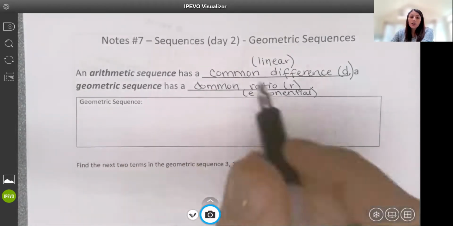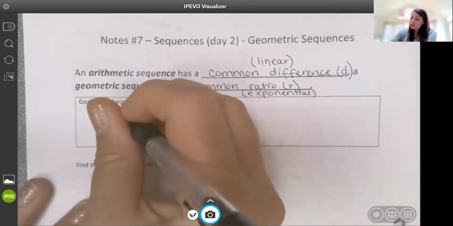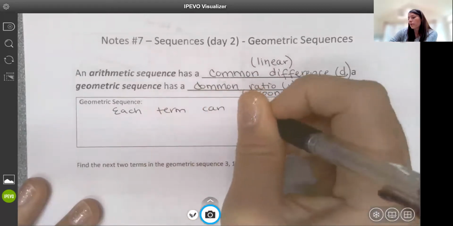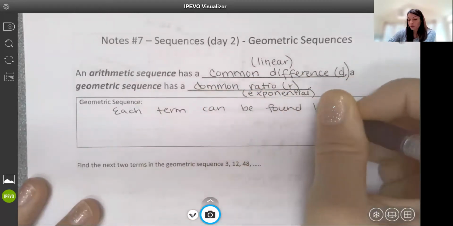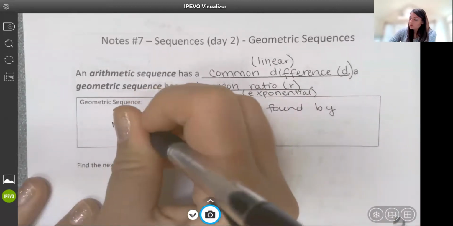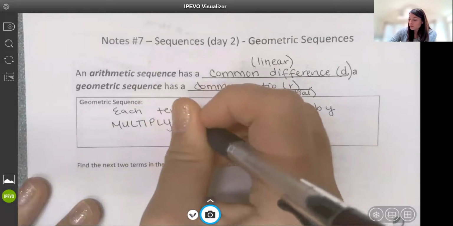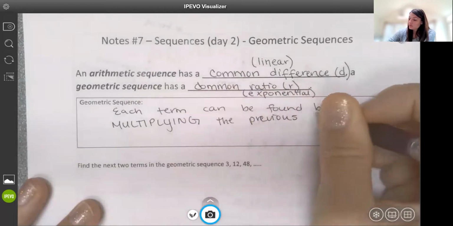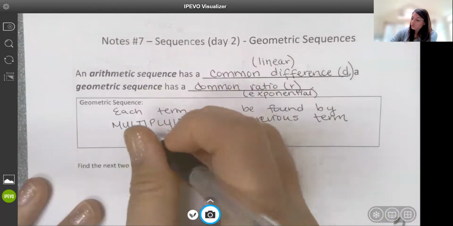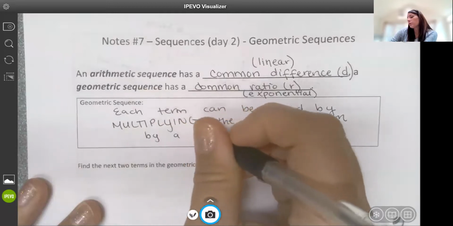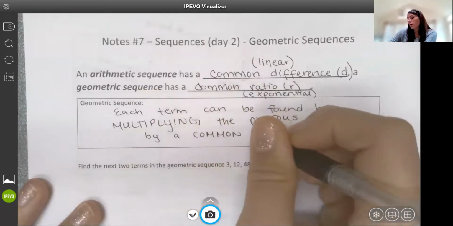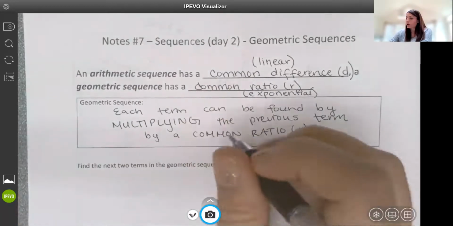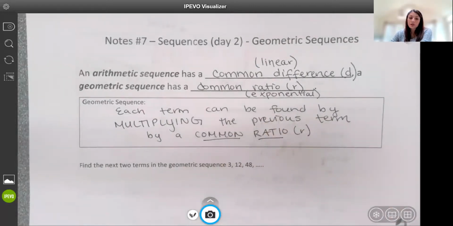So we have defined our arithmetic sequence on the notes before. Defining a geometric sequence is that each term can be found by multiplying the previous term by a common ratio, which we call r. Okay, common ratio versus common difference.